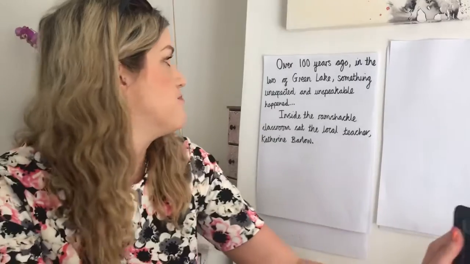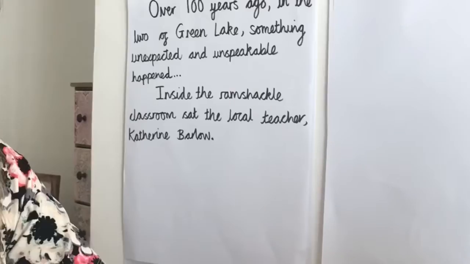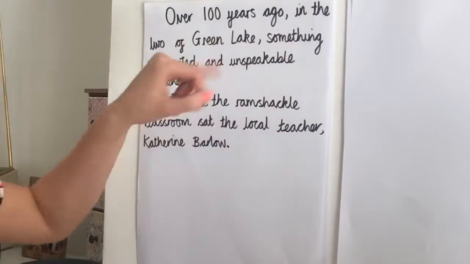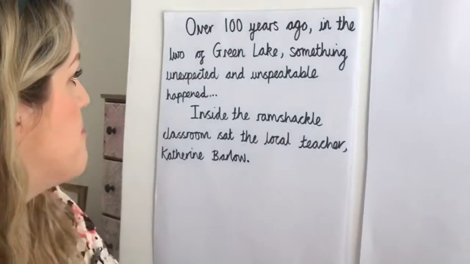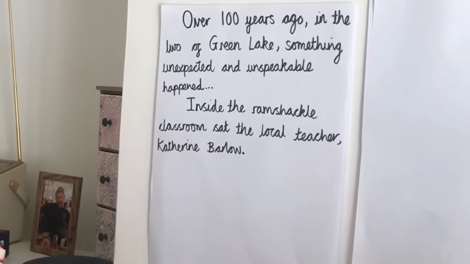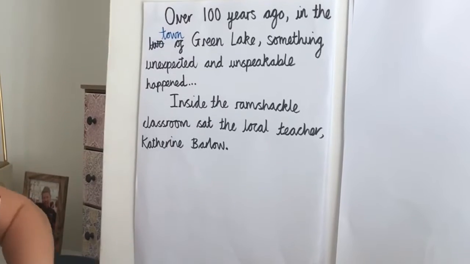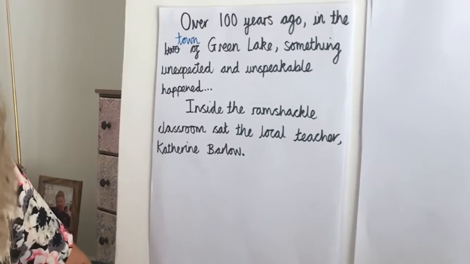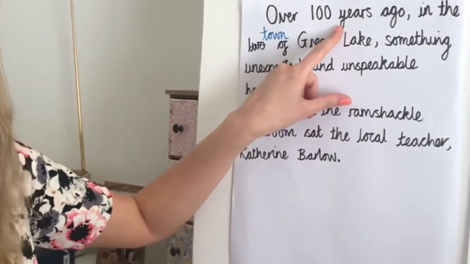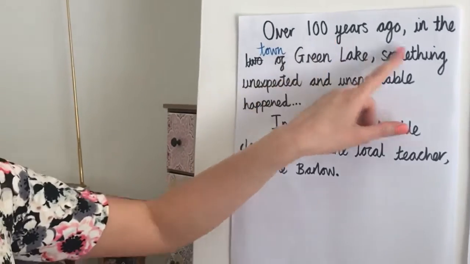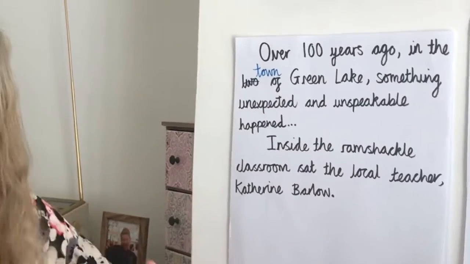Okay, so I have had a go and I'm going to do the rest with you. I've just included a little introductory sentence to get the reader's attention, to get them excited. So I've got: over 100 years ago, in the town of Green Lake, something unexpected and unspeakable happened. I've got a fronted adverbial saying when, and a fronted adverbial saying where. So when and where. Something unexpected and unspeakable happened.